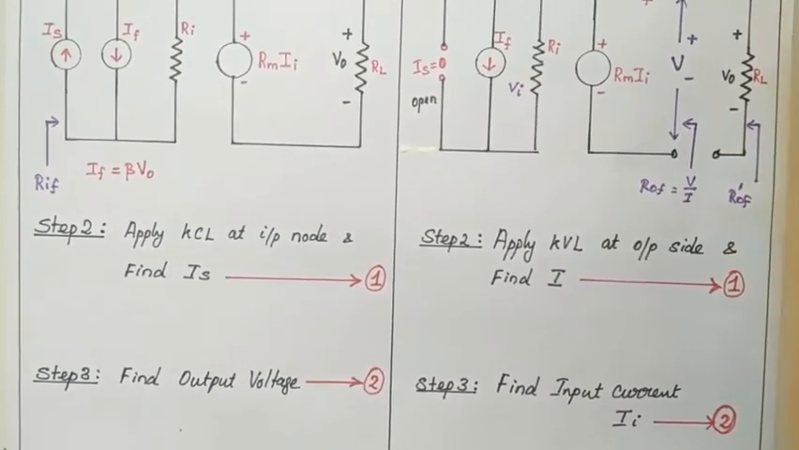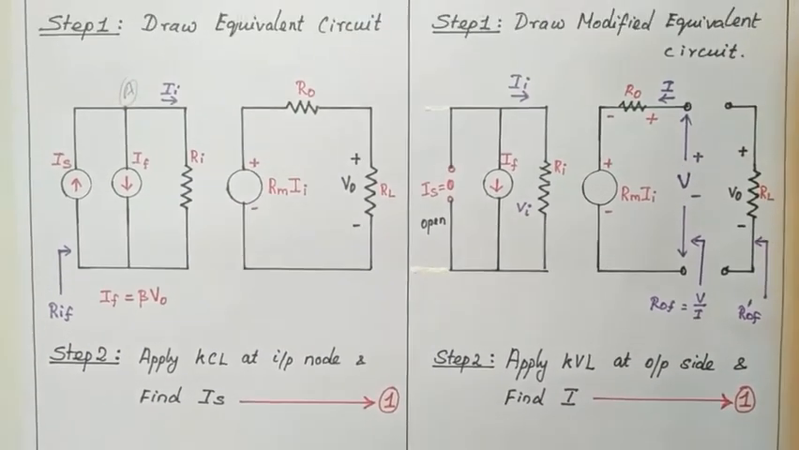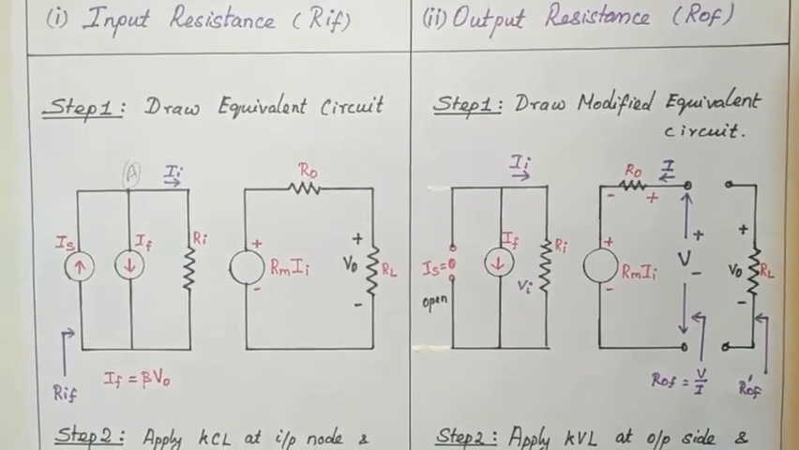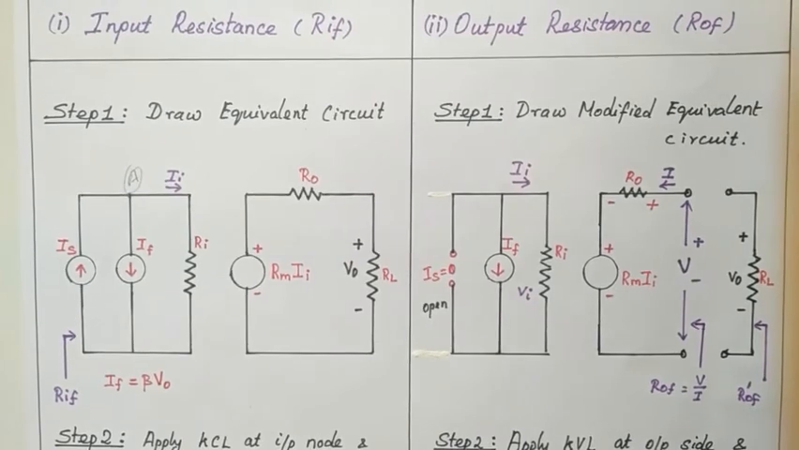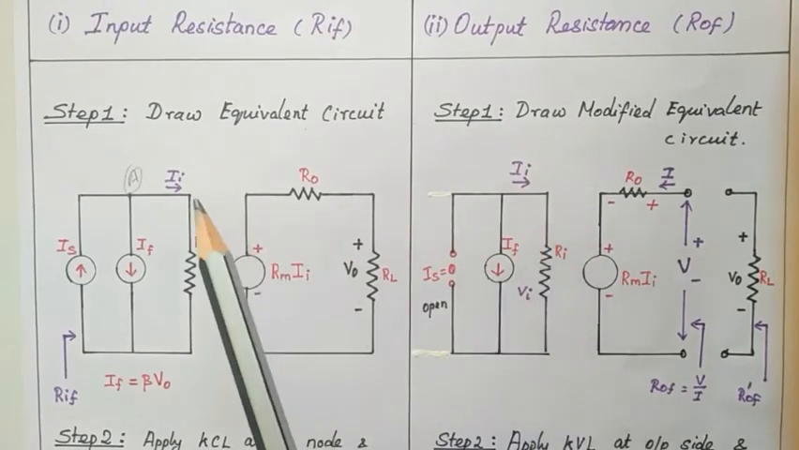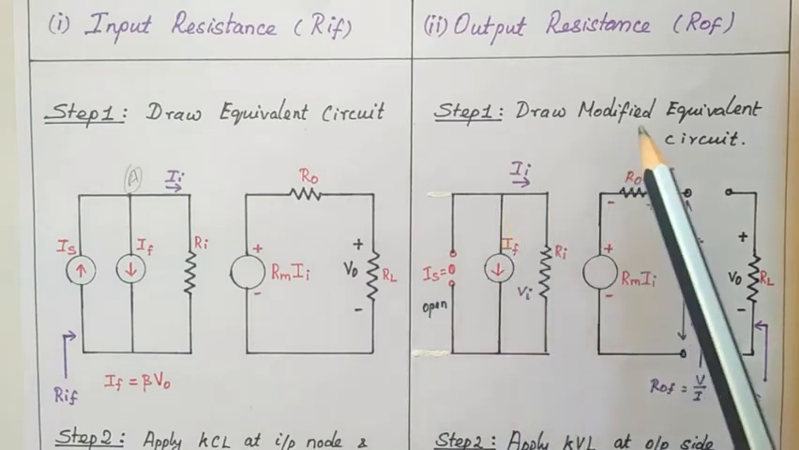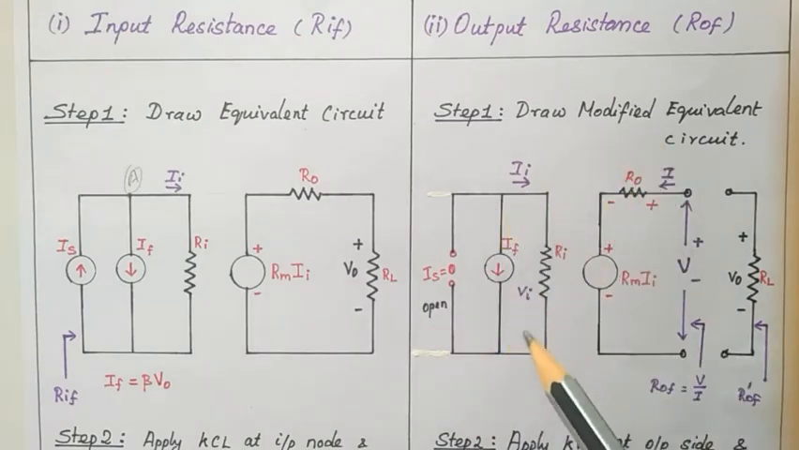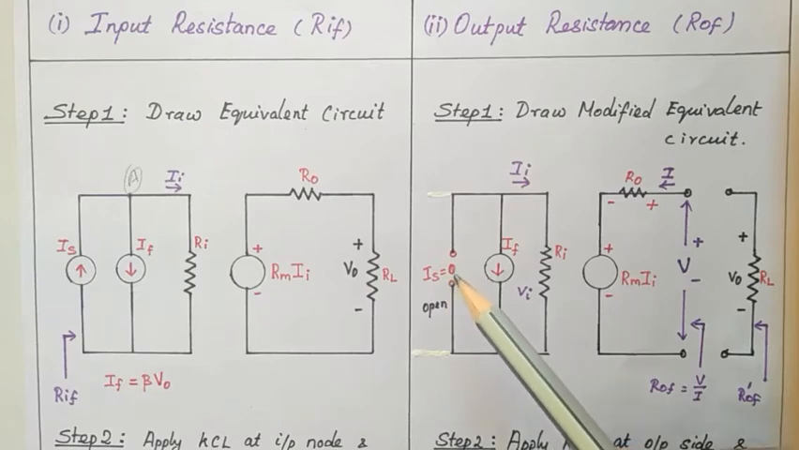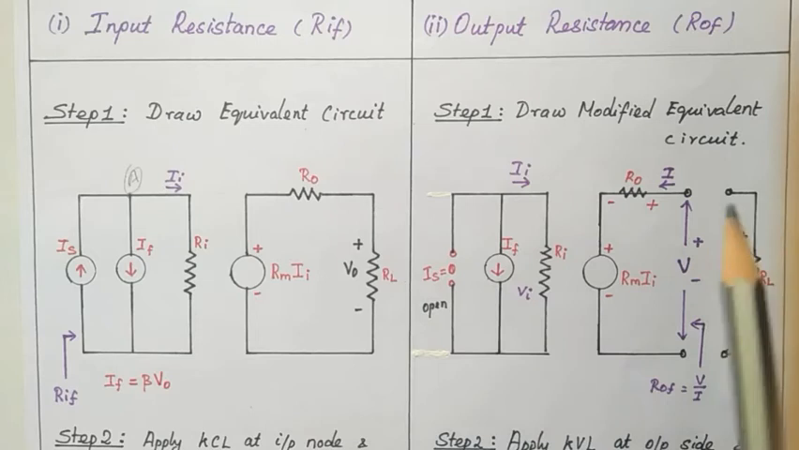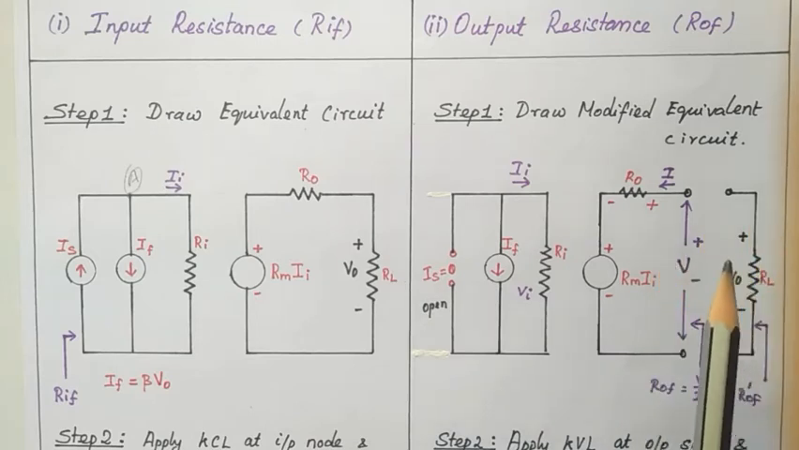Similarly we go for finding the output resistance with feedback. Here, for the output resistance with feedback, the same steps have to be carried out. We have to redraw the equivalent circuit with some modifications. The modification we make here is that the input source is left open, so Is becomes 0. Similarly, on the output side we remove the load resistance, and then we calculate the output resistance with feedback, that is equal to V by I.